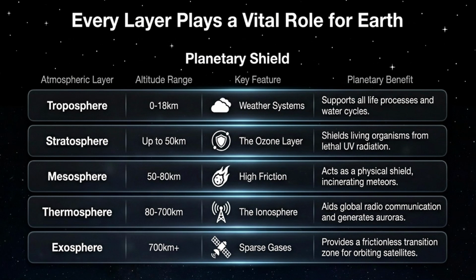So each atmospheric layer has its own unique characteristics and plays an important role in making Earth a suitable planet for life. Together, these layers act as a natural protective system for our planet, influencing weather, protecting us from harmful radiation and meteoroids, and supporting modern communication and space technology.